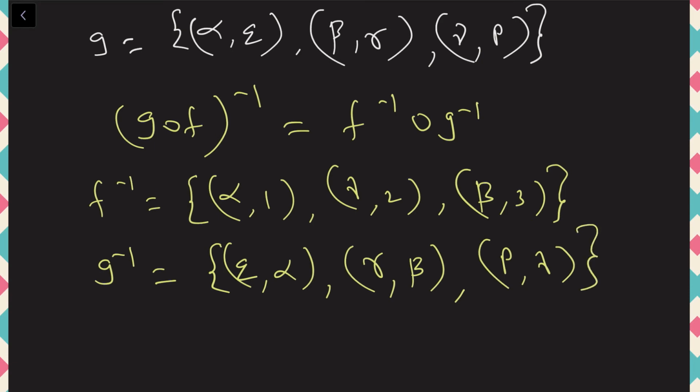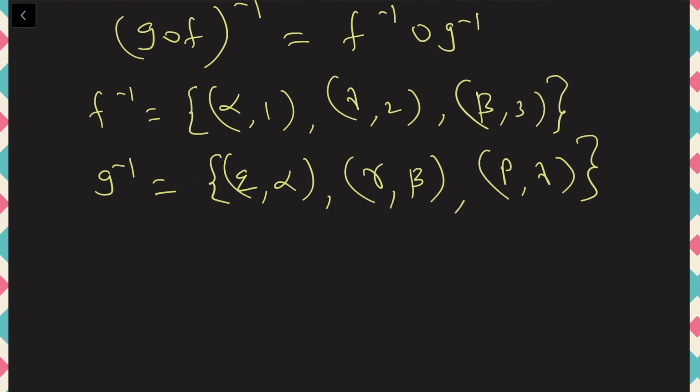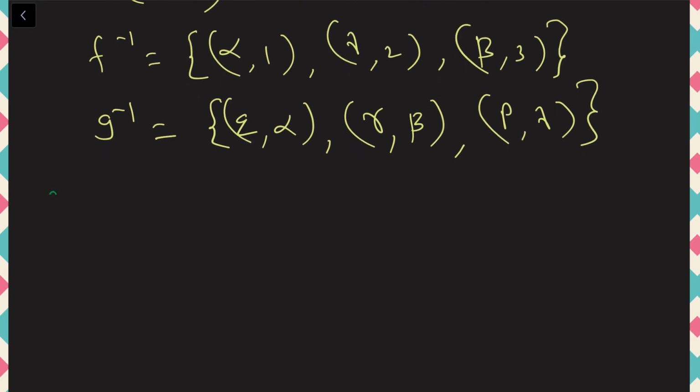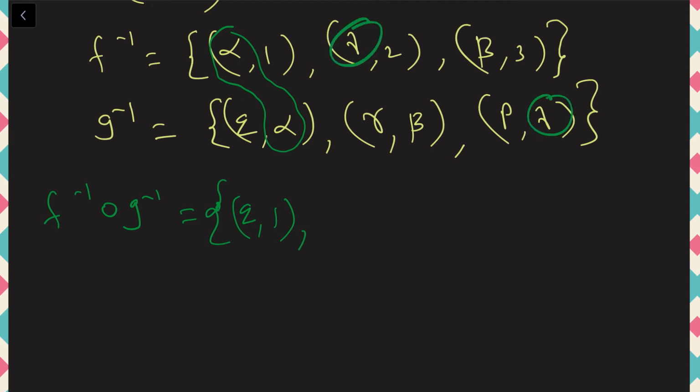So for the RHS, we have f inverse of g inverse. First I am going to find the RHS only, that is f inverse of g inverse. Here alpha, alpha is there. So if we remove that alpha, alpha, we remain with q, 1. Here gamma, gamma is there. So if we remove those gamma, gamma, we remain with p, 2. Here p is the first one, here 2 is the second one. The same order we need to write. Here if we remove beta, beta, then we remain with r, 3. This is the value of f inverse of g inverse.